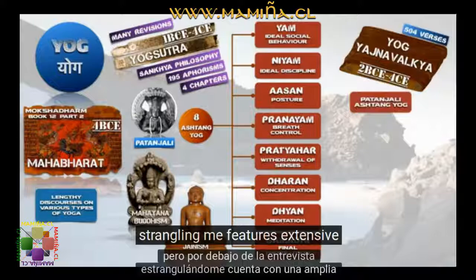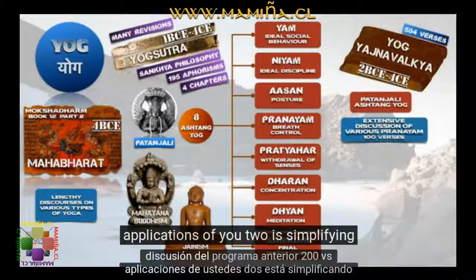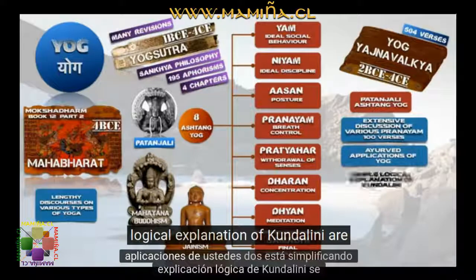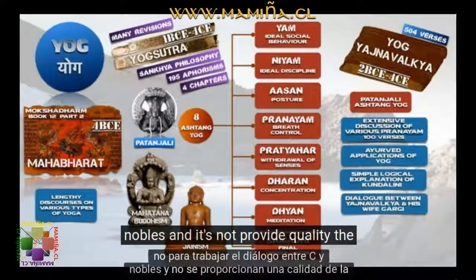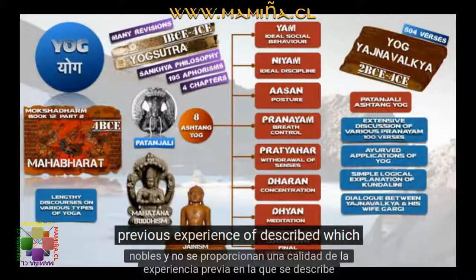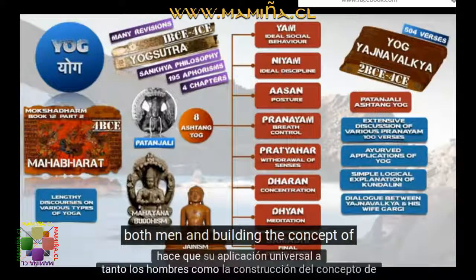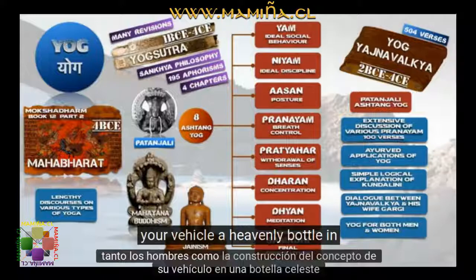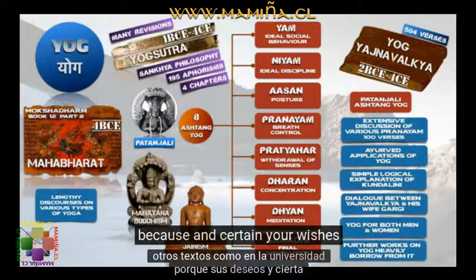Main features are extensive discussion of various pranayam through 100 verses, applications of Yoga to Ayurveda, and a simplified logical explanation of Kundalini, all done through a dialogue between sage Yajnavalkya and his philosopher wife Gargi. The treatise is first of its kind, which makes yoga universally applicable to both men and women. The concepts of Yoga Yajnavalkya are heavily borrowed in further texts like Hatha Yoga Pradipika and certain Yoga Upanishads.